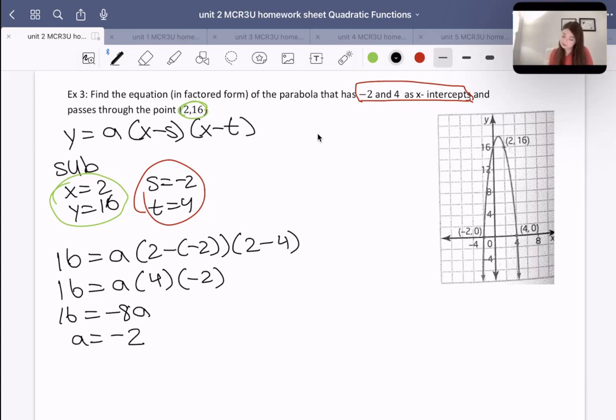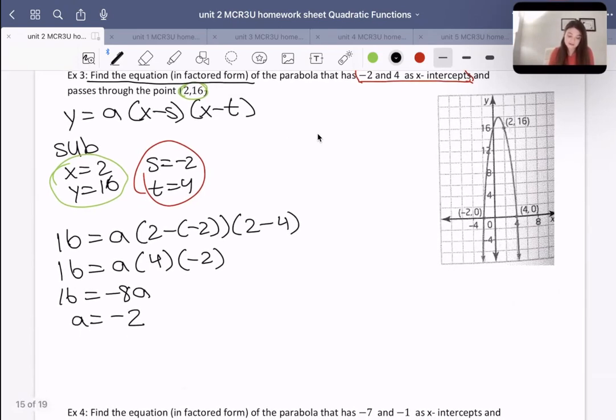If we look at this parabola, that sounds about right to me, right? It's going to be negative, and this does look like a skinnier parabola than our parent function parabola of y equals x squared. So this sounds about right. Good. So now I just need to write the equation. It says find the equation in factored form.